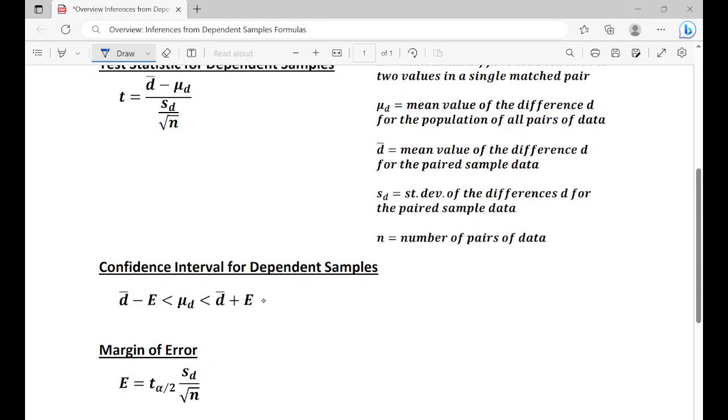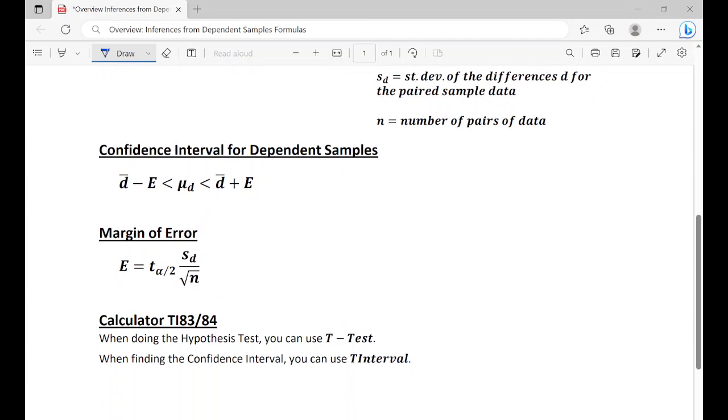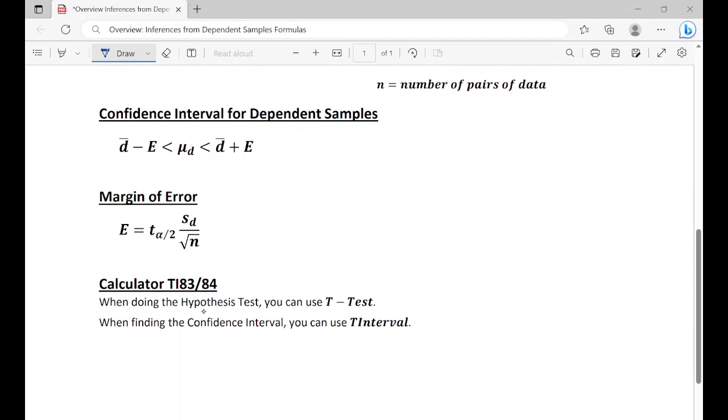And to get E, the margin of error, you just use the margin of error formula: the t critical value multiplied by the standard deviation of the differences divided by the square root of n. But you could also get the test statistic and the confidence interval by using your calculator. So when doing the hypothesis test, you can use the t-test because it's only going to be one set of information. And when finding the confidence interval, you use t-interval. So you get the test statistic from using a t-test, and you can get the confidence interval by using t-interval.